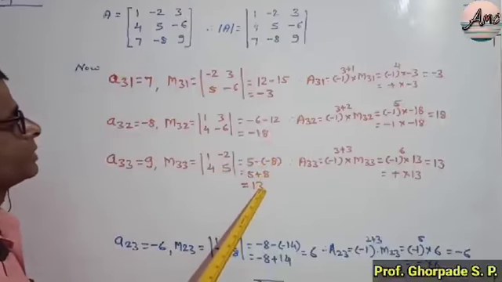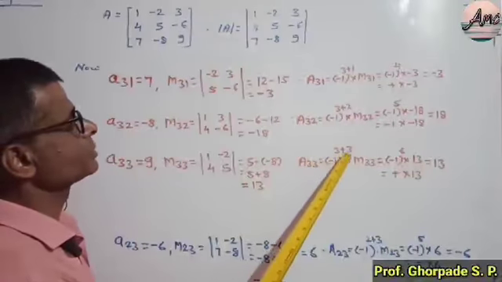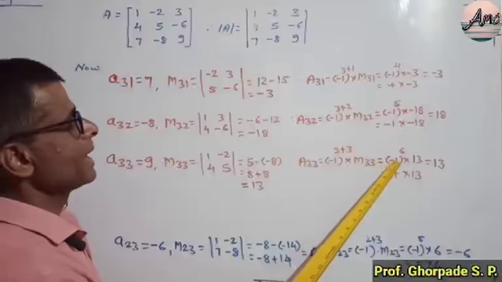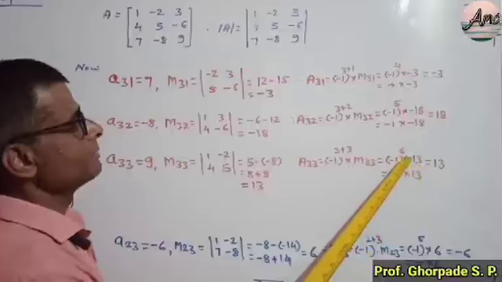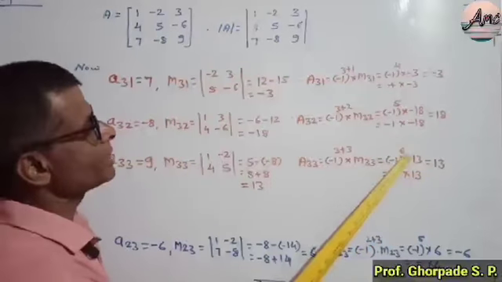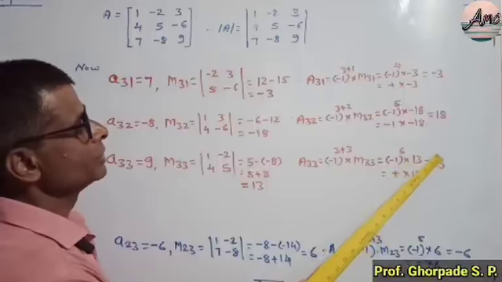5 plus 8 is 13. Then the cofactor A33 is (-1) to the power of 3 plus 3, into M33. (-1) to the power of 6 into M33 is what? 13. If the power of a negative number is even, you will get a positive value. Plus into 13 is 13. So this 13 is what?